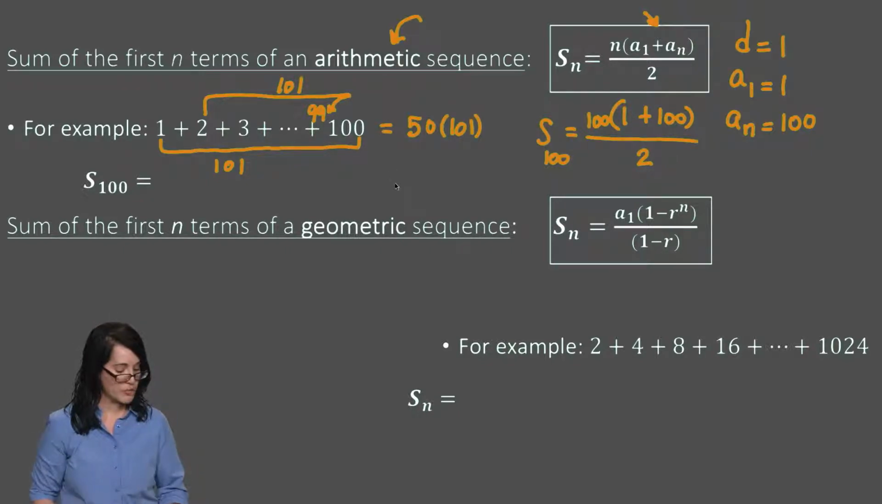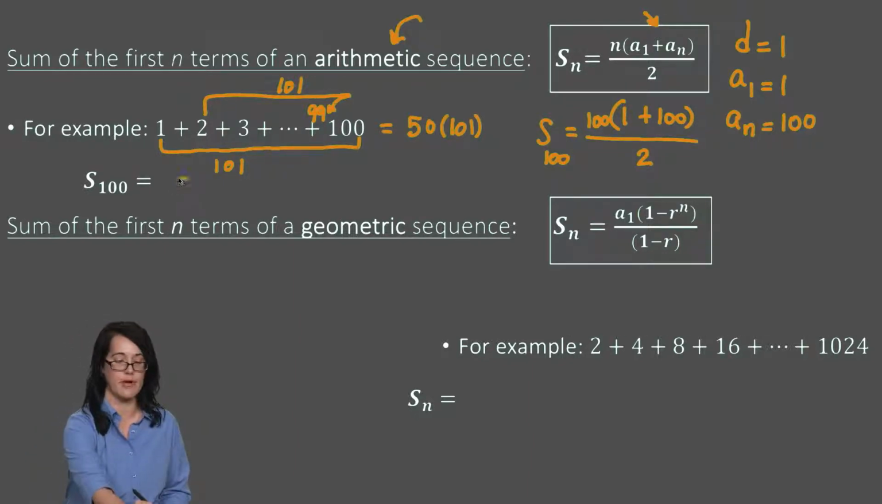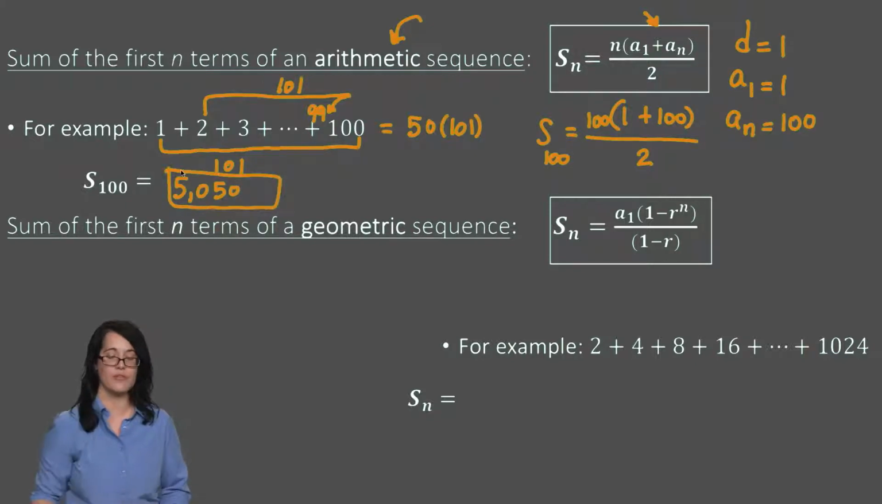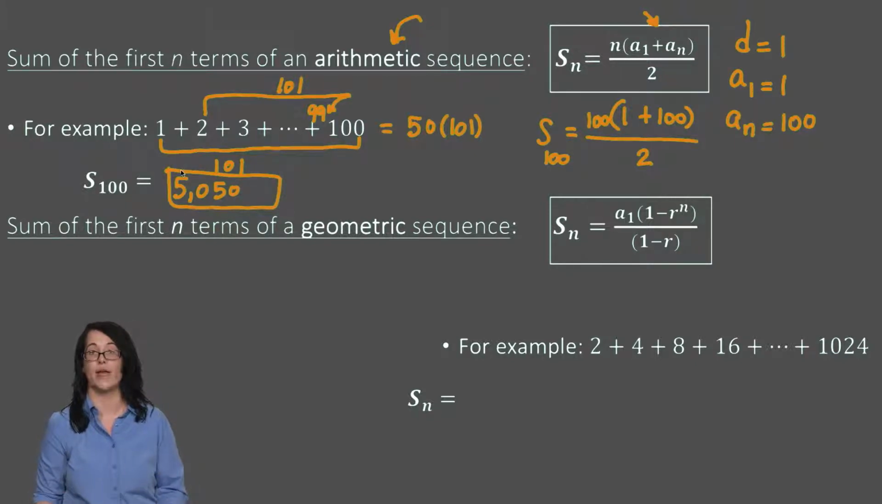Either way, we should be getting that the sum of the first 100 terms of this arithmetic sequence is, that's right, 5,050. So that would be the total sum if you added 1 plus 2 plus 3 plus 4 until you got to 100. So anytime we see an arithmetic sequence like this, where we have a common difference between terms and we'd like to add up the sum of the first n terms, the things that we need are how many terms there are, and sometimes that takes some thinking, what our first term is, and what our last term is. Add those together and multiply by half of the number of terms.